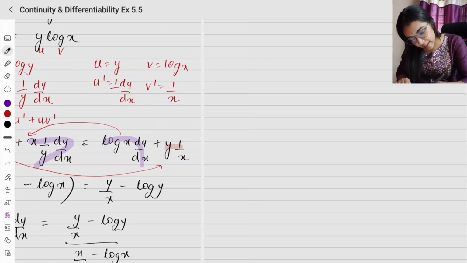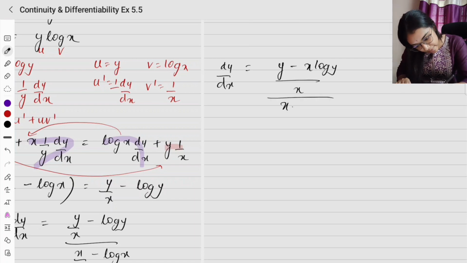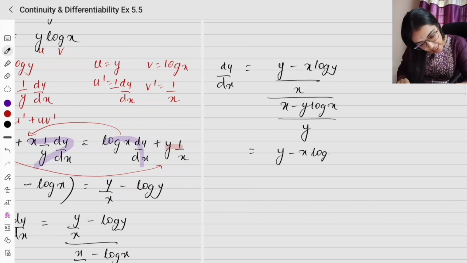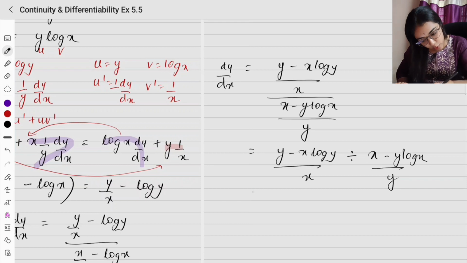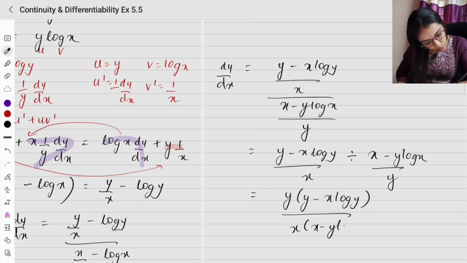How can we simplify and write this? I'm going to take the LCM. So dy by dx is equal to y minus x log y divided by x, the whole divided by x minus y log x, the whole divided by y. Now I can again write this as y minus x log y divided by x, divided by x minus y log x divided by y. Taking the reciprocal, what will happen? I'll have y times y minus x log y divided by x times x minus y log x. Okay, so this is my final answer, dy by dx. Please copy.